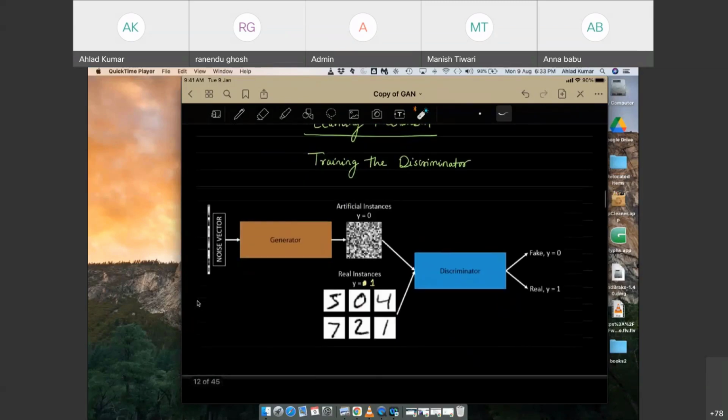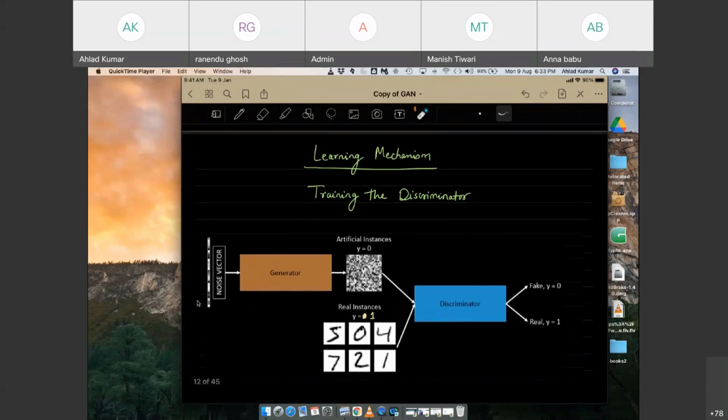Okay, so the learning mechanism in the generative adversarial network is that first of all you have to train the discriminator. When you train the discriminator, you feed the random vector Z into the generator. Then the generator will generate some artificial instance of the MNIST data set, let us say, and you attach a label of y equal to 0 to that. And from the real data set, you attach y equal to 1 to those images. And now you will only train the discriminator.